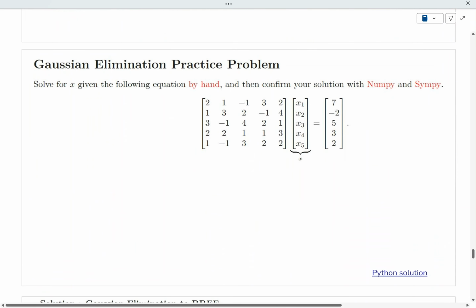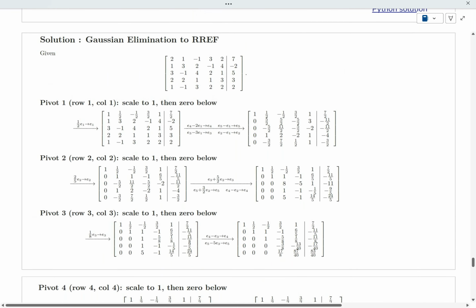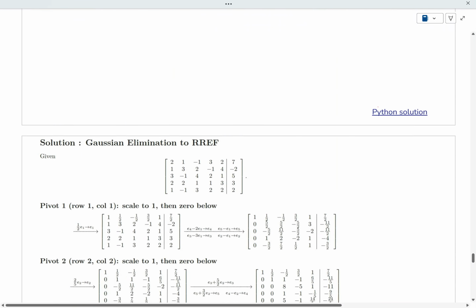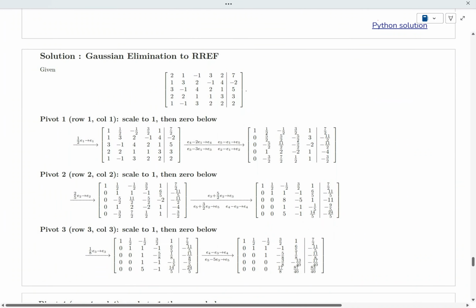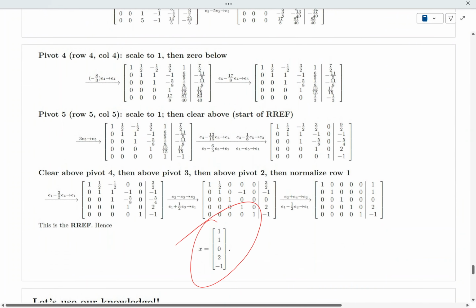All right, here's another practice problem. I want you to solve this one by hand, and then you can confirm your solution with NumPy and SymPy. This is a pretty big problem, so it will take you a while to solve it. And the Python solution is right here. And over here is the solution to this problem. You can pause the video and take a look if you don't have the slides, and the solution continues, which should be your final answer.